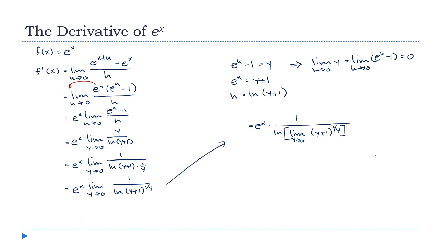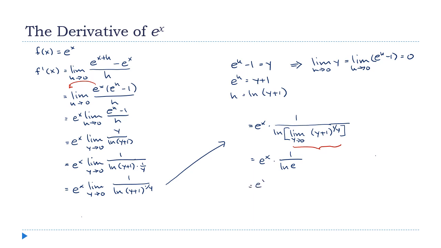Okay, but here's the cool step. Here's the reason we needed to go to all that trouble to define e in terms of a limit. This limit here is just our definition of e. So this whole thing equals e to the x times 1 over the log of e. But the natural log of e is just 1. So this whole thing here is just 1.